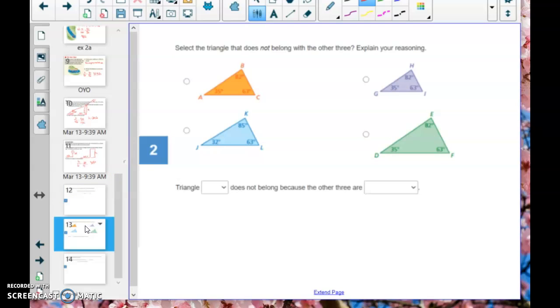Question number 2 says select the triangle that does not belong with the other 3. And of course it would be this one. That triangle does not belong because the other 3 are all congruent triangles, or I could say similar triangles, because they have matching angle measures.